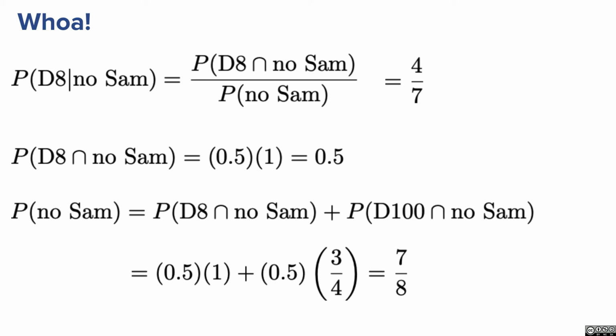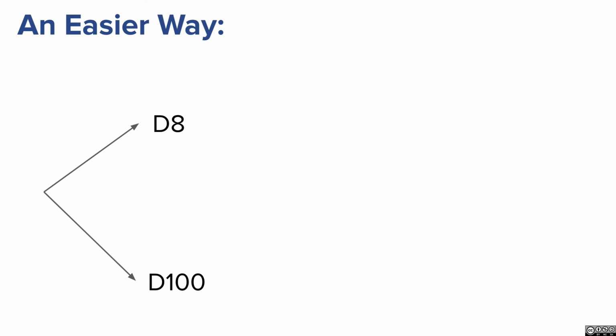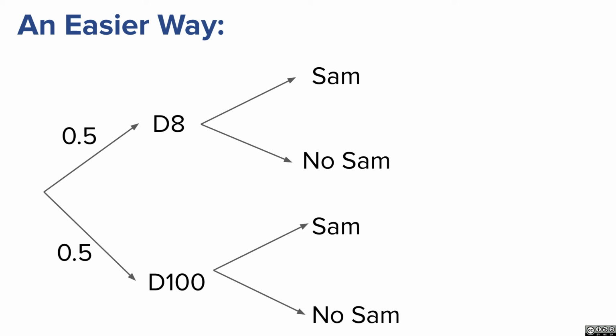The easier way is to draw a tree. Okay, we draw a tree. We notice that the first step in this process is to pick either Data 8 or Data 100. Each of those happens with probability 0.5. After we pick Data 8 or Data 100, we have 2 possibilities after that. One possibility is our sample contains SAM, and the other possibility is that our sample doesn't contain SAM.